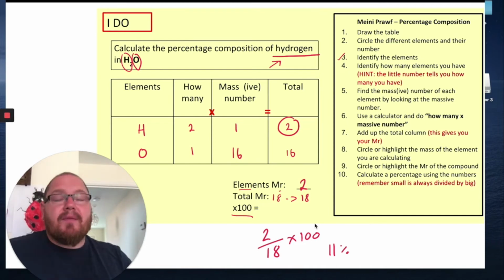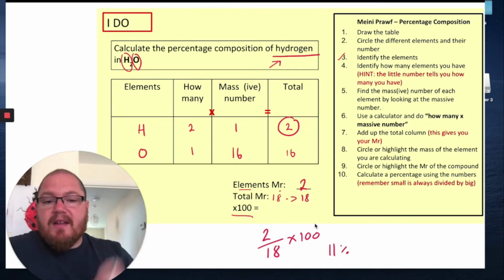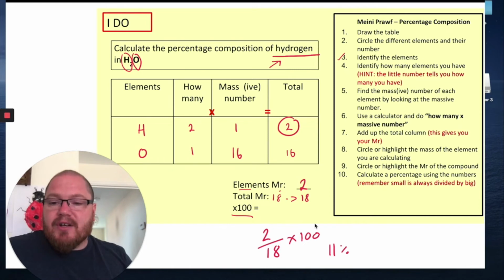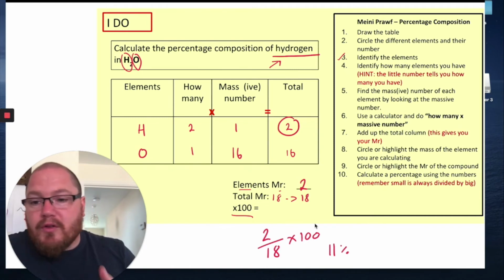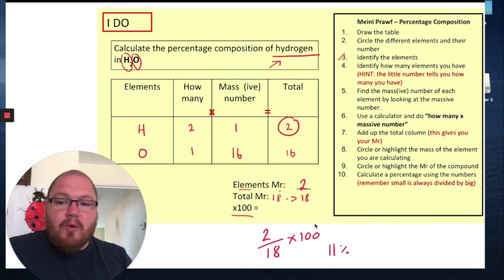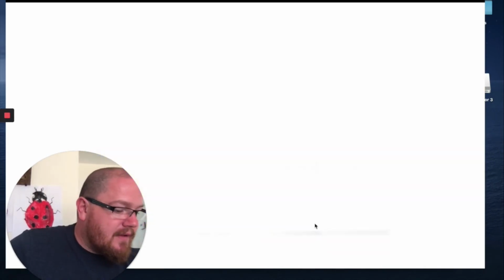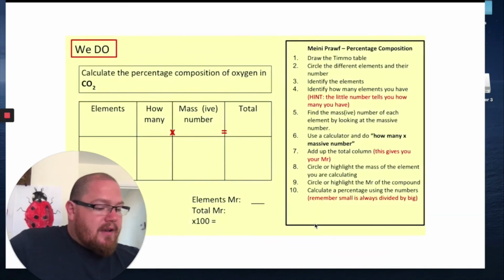So for every molecule of water it's 11% hydrogen, therefore the remaining percent is oxygen, whatever that is. I don't know. Comment below. What do you think that is? Let's have another practice.